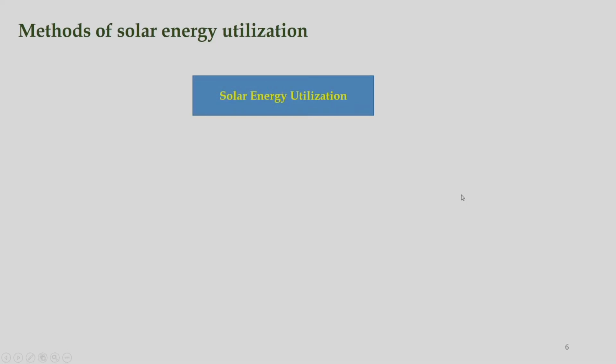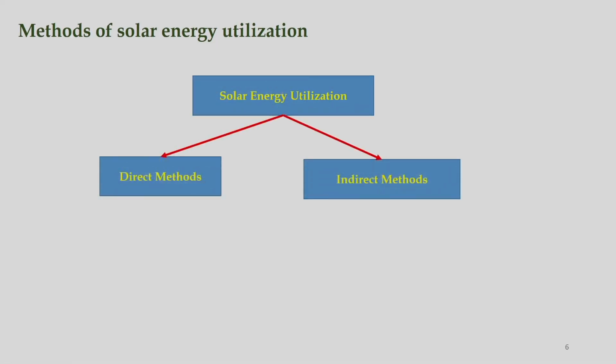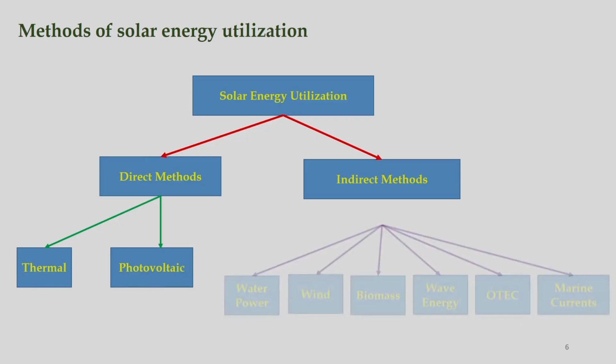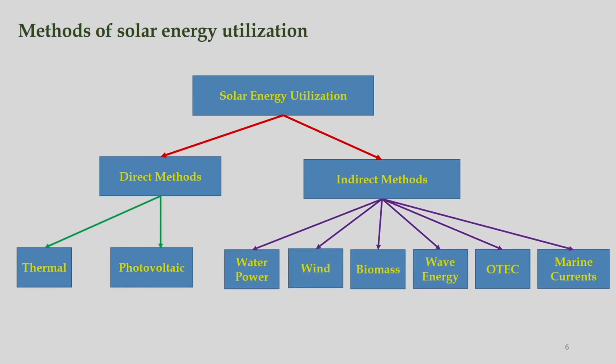Now, coming to the different methods of solar energy utilization. What are the different methods? Primarily we have two methods, direct methods and indirect methods. Under direct methods we have solar thermal and solar photovoltaic systems, and under indirect methods we have water power.